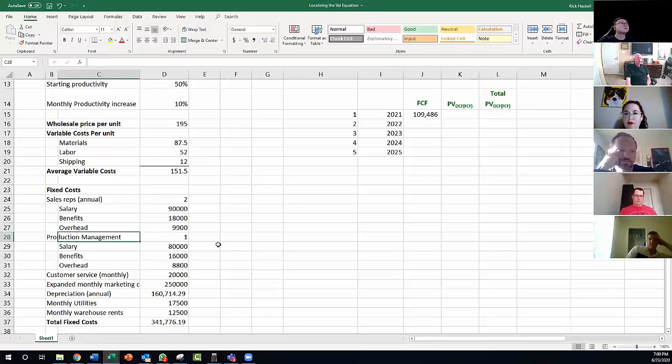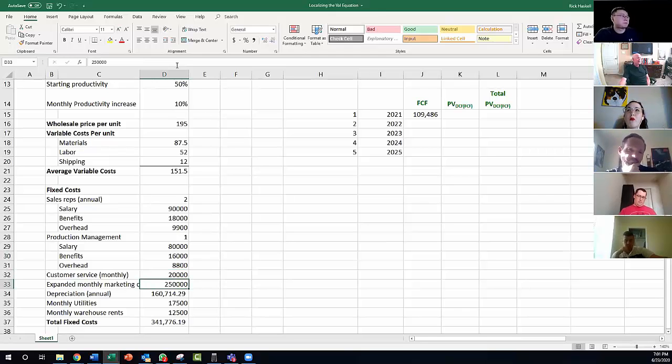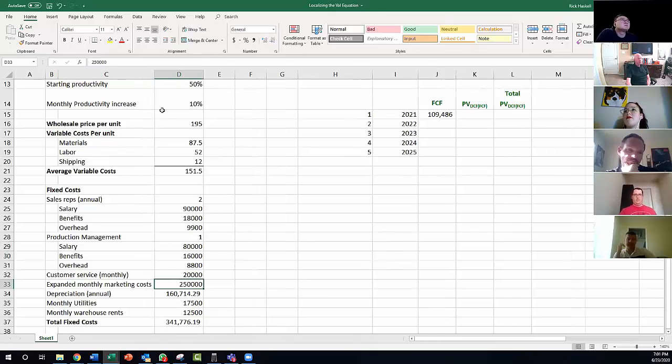And then I'm going to have some production management because all those production line workers are going to need somebody to manage them. So I got salary and such. I'm probably going to have some additional customer service costs because I'm selling that many more units. I'm going to have some additional customer service expense each month. I'm going to have some expanded monthly marketing expense. And I'm going to have some depreciation.